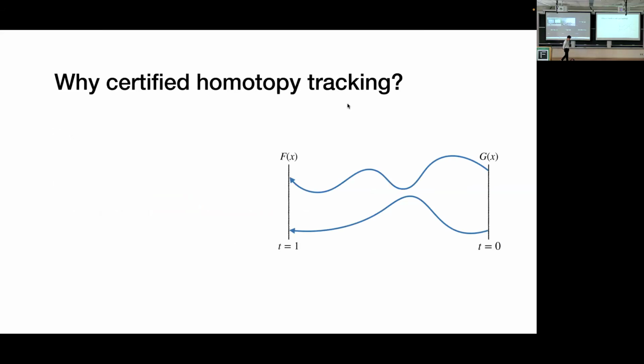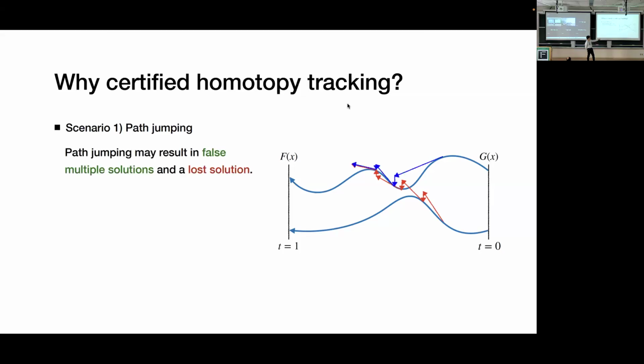But let me convince you a little bit more why we need certified homotopy tracking by showing two bad scenarios that can happen in practical homotopy continuation implementations. The first one is path jumping. Path jumping is a situation something like this. Suppose that you are running a sequence of predictor-corrector steps. You start from the second solution path and it jumps onto the first solution path. This is path jumping. What's wrong when this happens? Suppose the first solution path is tracked correctly, then you got the first solution found twice. On the other hand, the second solution is never found. So you got a false multiple solution, and also you lost one solution in this case.